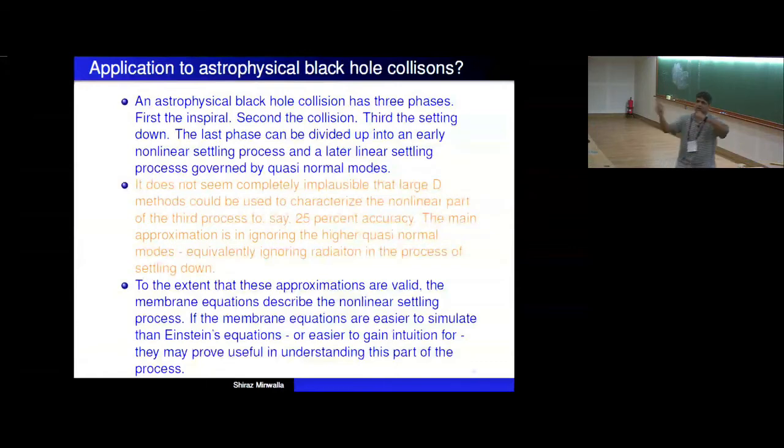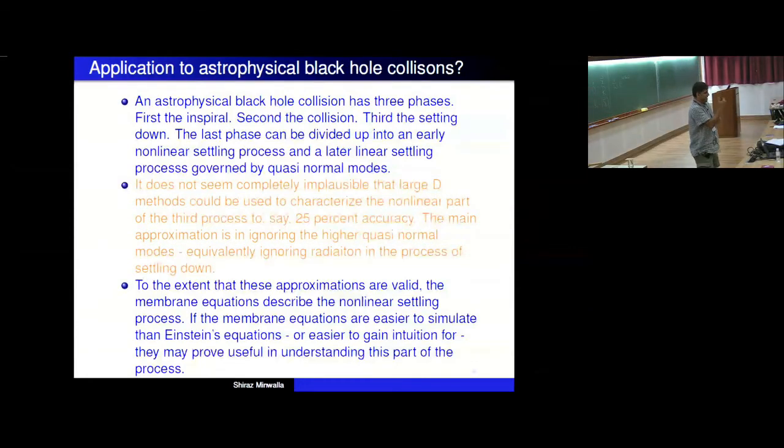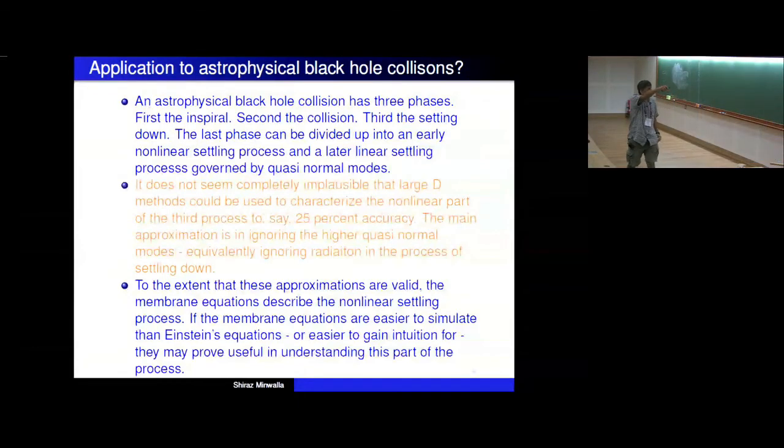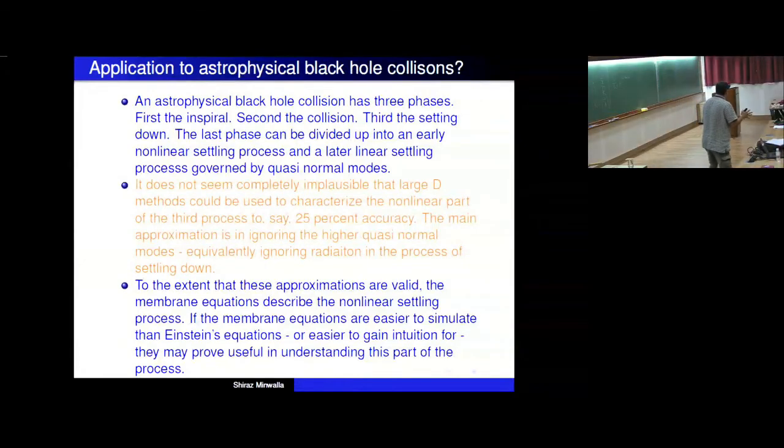As you all know, black hole collision processes involve 3 stages. There's the inspiral, there's the bang, and then there's the settling down. Settling down can be divided up into a non-linear part and a quasi-normal linear part. The most obvious possible application of these ideas, if there's any possible application to astrophysical black holes, is in the non-linear part of the settling down process.